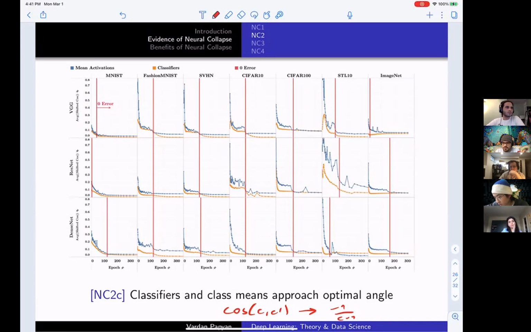Why is there a lot of jumping in some plots as they tend to 0? That I cannot answer. Jumping, you mean like the plot is not very smooth, like these type of things? Yeah. Like in STL ResNet. Oh, I see. Like these type of things.